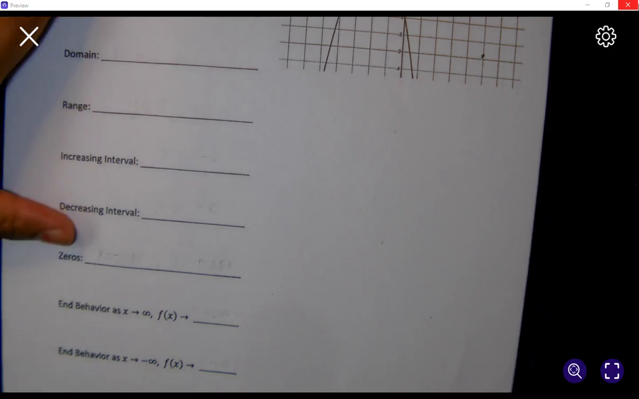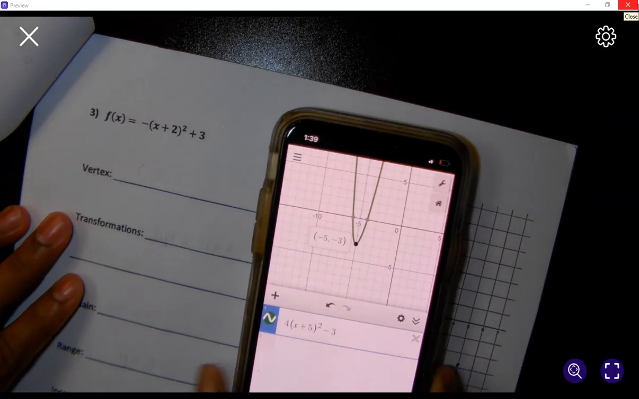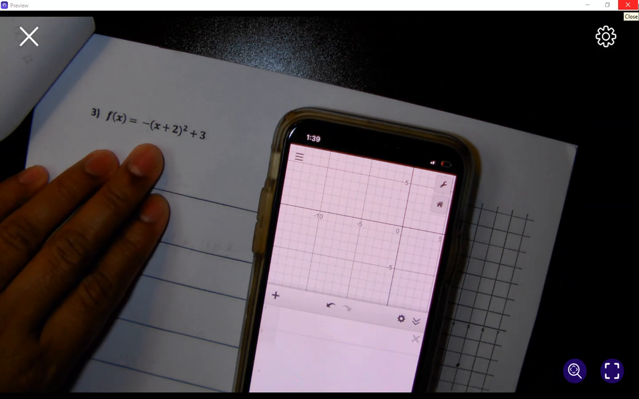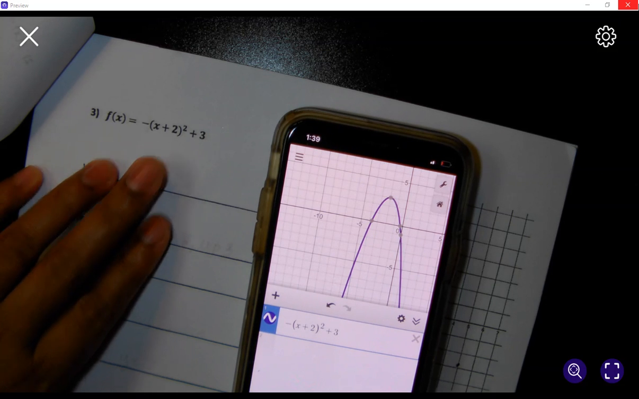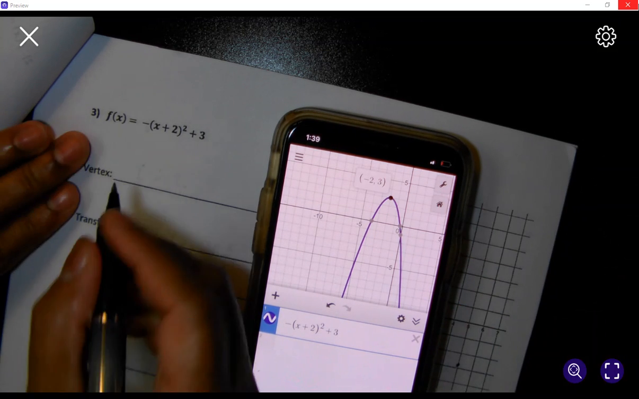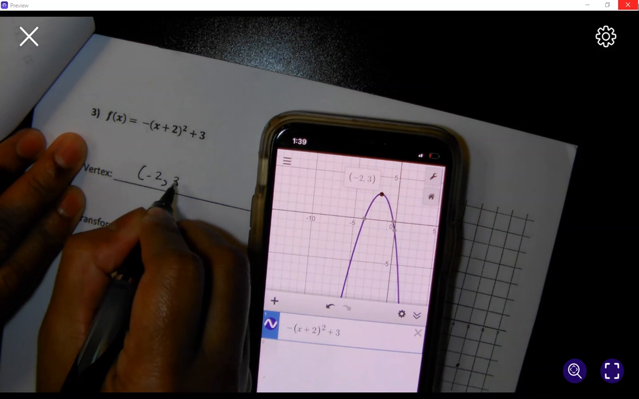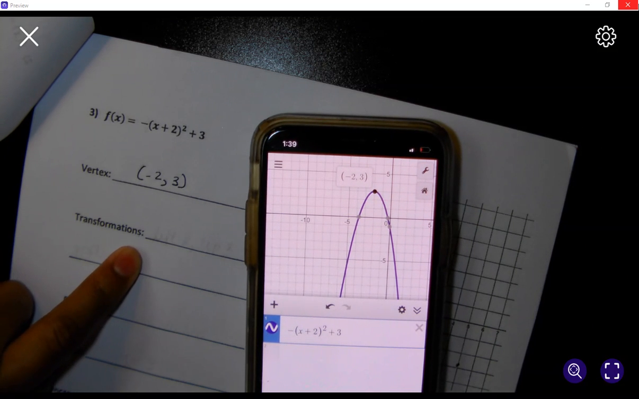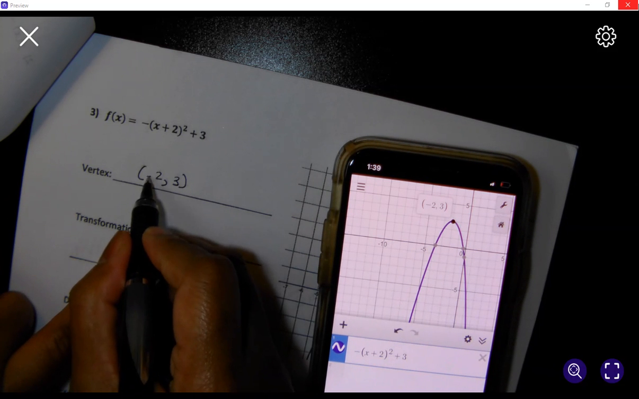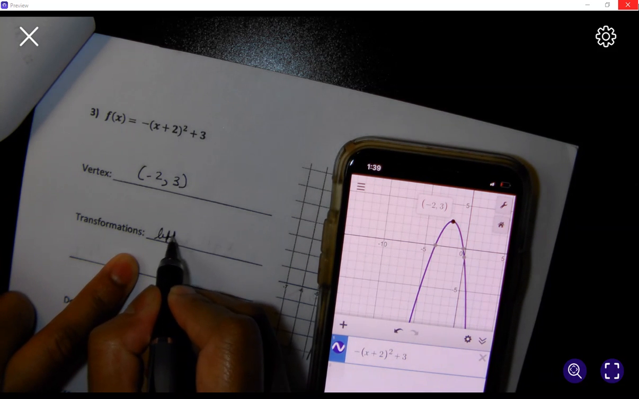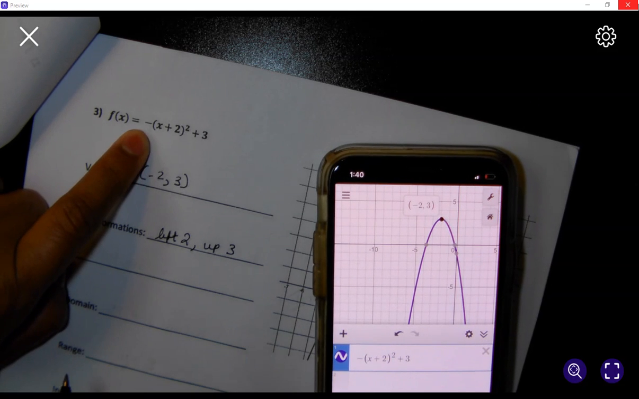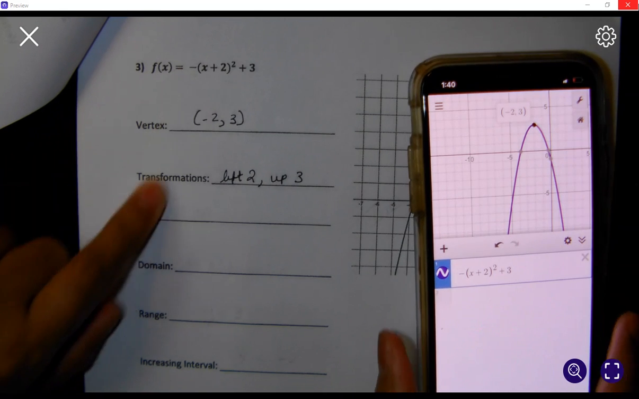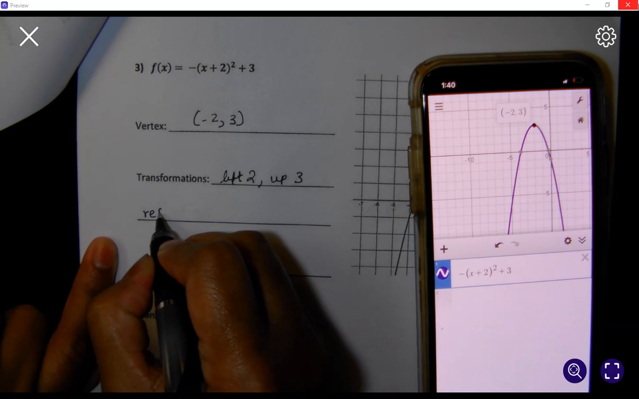Okay, I'm going to go ahead and graph this in my graphing calculator: negative (x plus 2) squared plus 3. The first thing is the vertex, which is at (-2, 3). Transformation: it moved to the left 2, and then up 3. It doesn't have a stretch or a compression, but it is a reflection because it is going down.